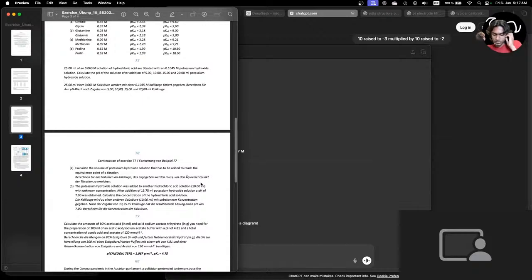For the next question, which is also based on the equivalence point, the concentration of HCl solution is unknown, but 10 milliliters of HCl of unknown concentration and 13.75 milliliters of the previous concentration of KOH gives a pH of 7. So they both are at equivalence point.